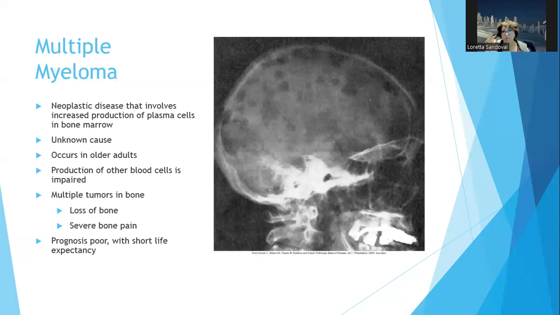So we've seen that before in some of the anemias. There's such an increase in the production of one type of cell that the other cells are skimped. So you lose production of the other types of cells. And as we know, we need all of them, right? They each have their role to play. With multiple myeloma, there are multiple tumors in bones, severe bone pain, which I guess is extremely difficult to treat, loss of bone, terrible prognosis with a very short life expectancy. So, yikes.